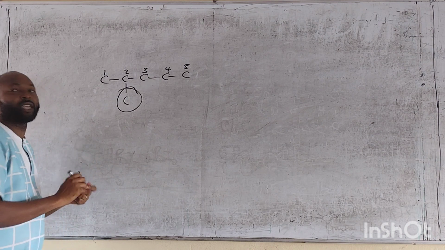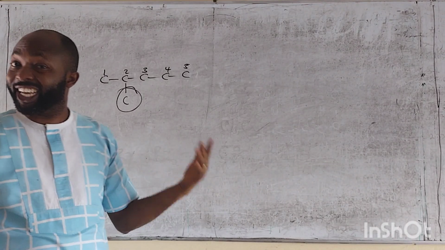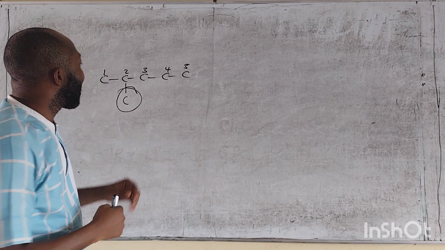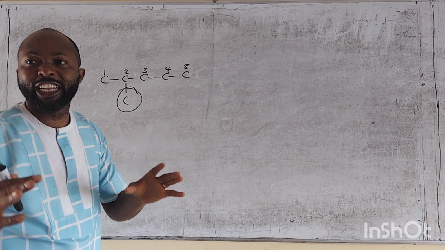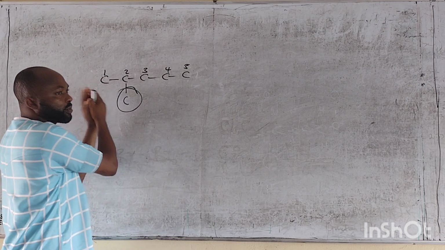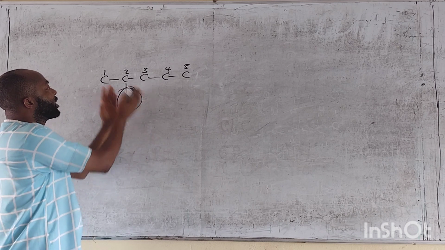Remember, they say first, identify your parent chain, which is often the longest chain. Second, assign numbers to that parent chain starting from the end nearer to the first point where your substituent is. So this is my substituent, and the nearer point is this side.